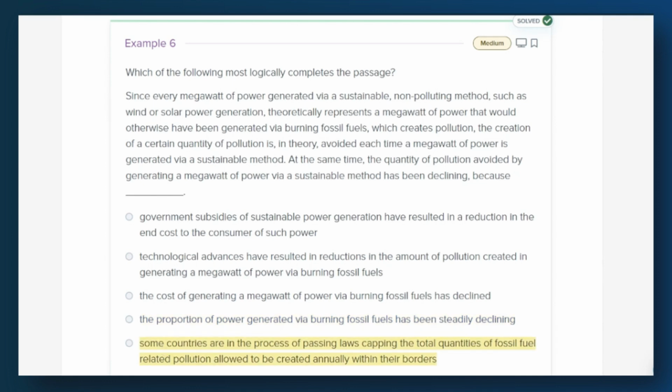E, because some countries are in the process of passing laws capping the total quantities of fossil fuel related pollution allowed to be created annually within their borders. This one is also a macro scale solution, so it is not the answer for us. Our best answer is B. One more problem to go.